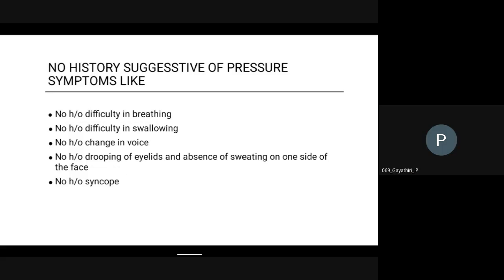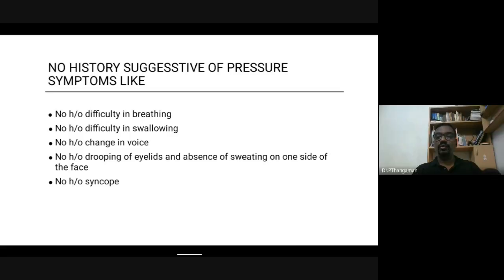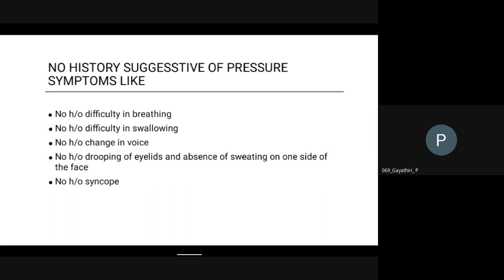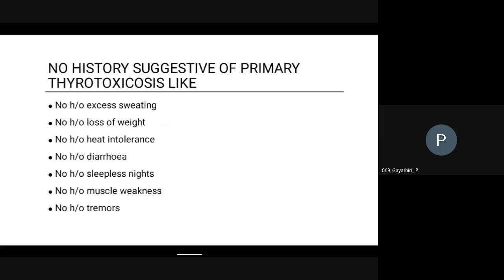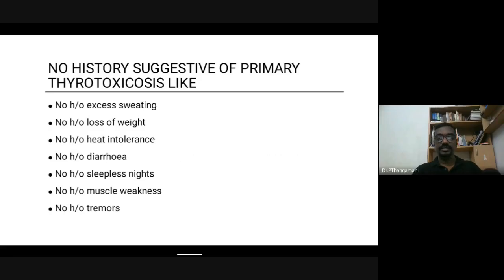No history suggestive of pressure symptoms: no history of difficulty in breathing, no difficulty in swallowing, no change in voice, no drooping of eyelids and absence of sweat on one side of the face. Your voice is not clear, ma'am, there's a break in your voice. You proceed. If there is any problem, I will help. Shall I proceed, sir? Yes. Proceed.